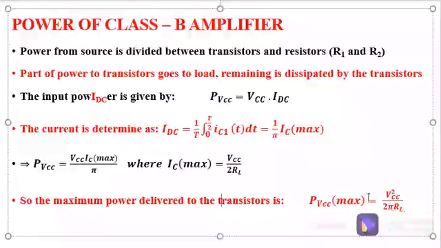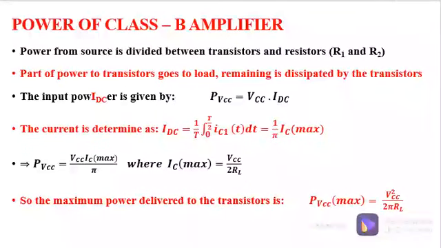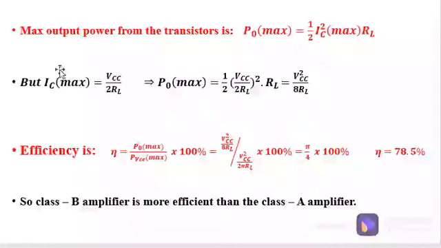And how do I do that? I remove this IC and replace it by what? VCC over 2R. So if you do that, you end up getting this formula. That's the power. Now, the maximum power from the transistor, that's the output power, is given by 1 over 2 IC squared times RL. But the IC, as we have seen previously, is equal to VCC all over 2RL.